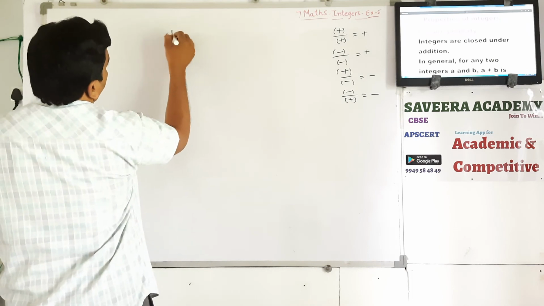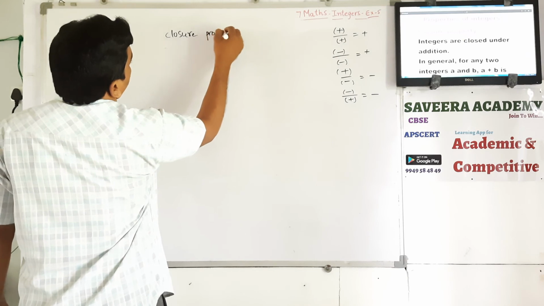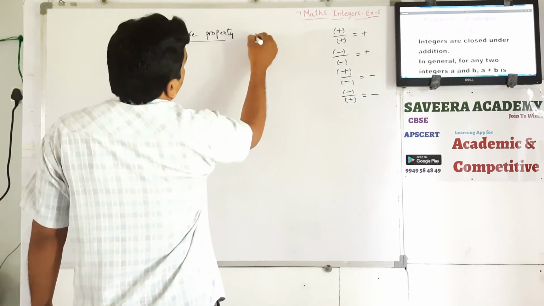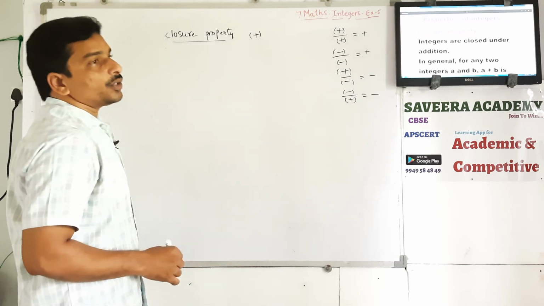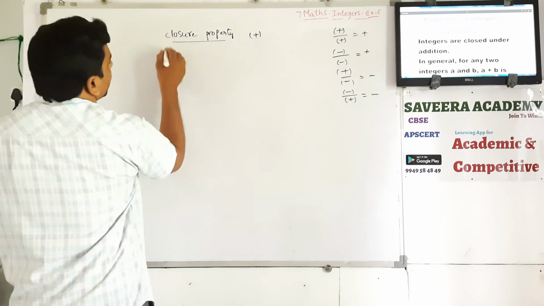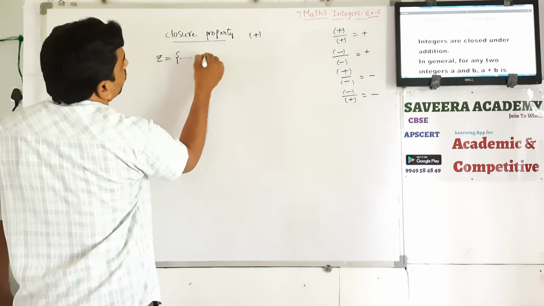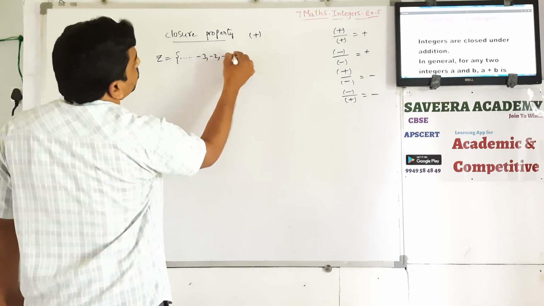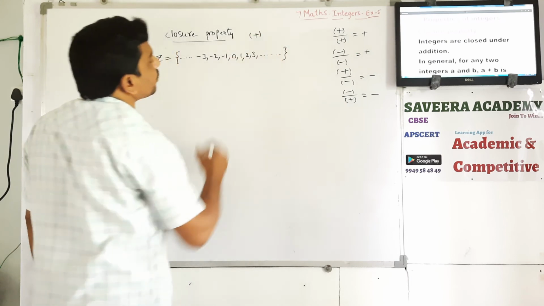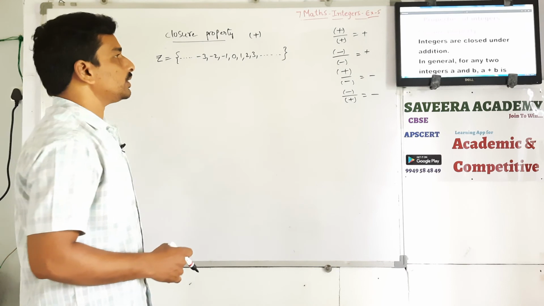Okay. See, first one, closure property under addition. So plus you have to consider here. What is the meaning of closure property? Here, integers means a set of integers, it is denoted by Z. Z is equal to the set of ..., minus 3, minus 2, minus 1, 0, 1, 2, 3, and so on.